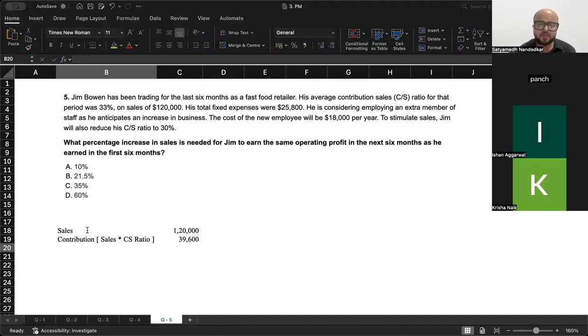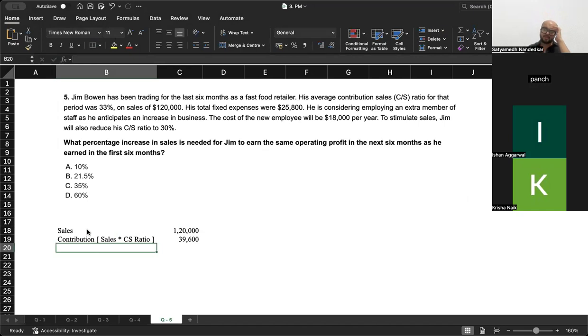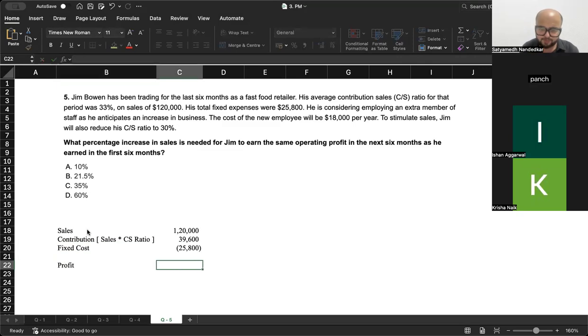His total fixed expenses were 25,800. He is considering employing an extra member of staff as he anticipates an increase in business. The cost of the new employee will be 18,000 per year. To stimulate sales, Jim will reduce his CS ratio to 30%. What percentage increase in sales is needed for Jim to earn same operating profit in the next 6 months as he earned in the first 6 months? So for that, we'll first of all have to find out how much profit he made in the first 6 months. Okay, this is the contribution. Then how much is the fixed cost? Fixed cost 25,800. So what is profit?